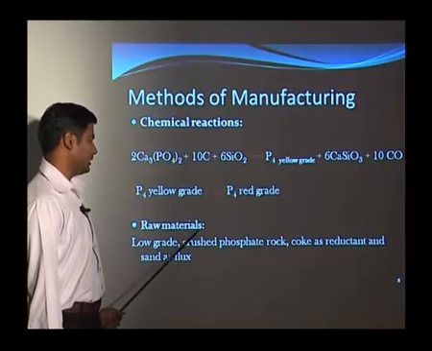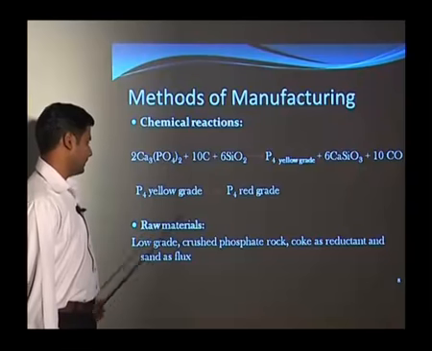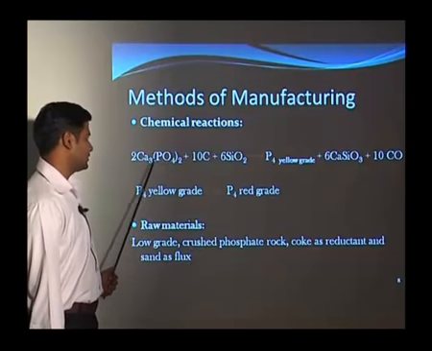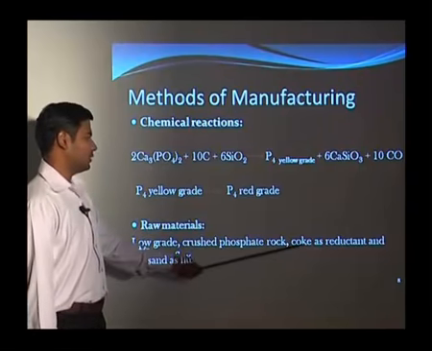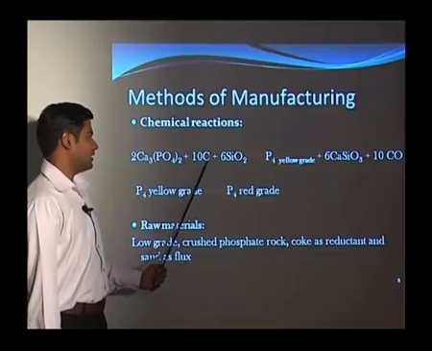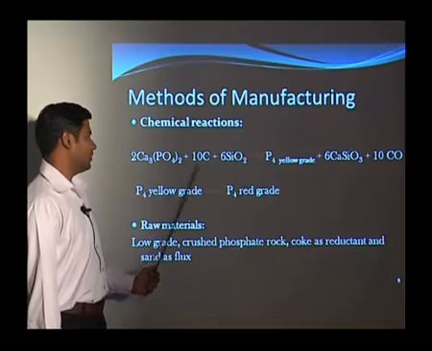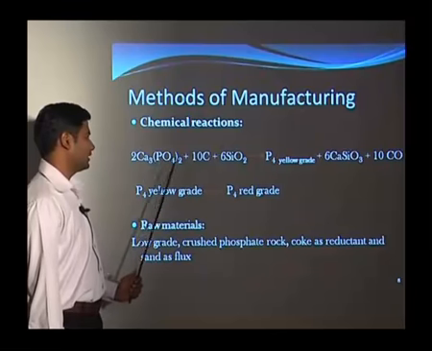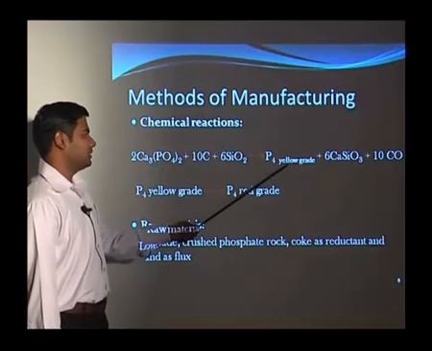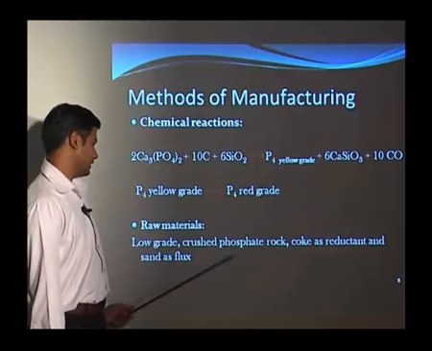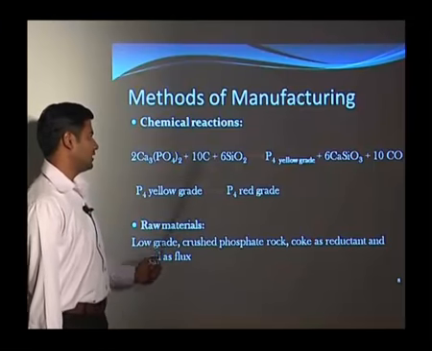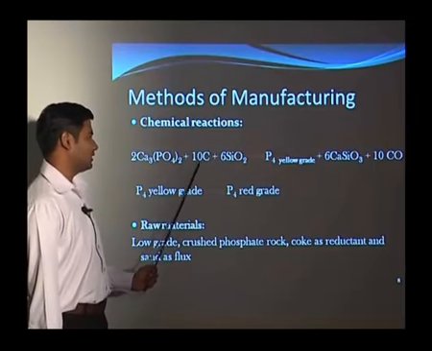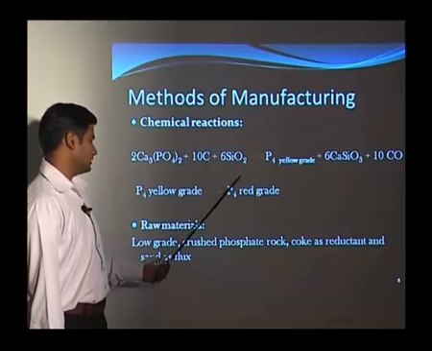So here the raw materials are low grade crushed phosphate rock, then coke as a reductant. The carbon in the coke will reduce the phosphorus and give the reduced yellow grade phosphorus, and the sand is used as a flux. So the phosphate rock, the coke, and the sand as a flux.